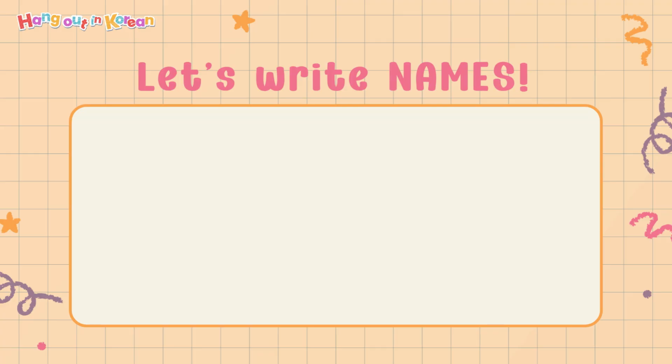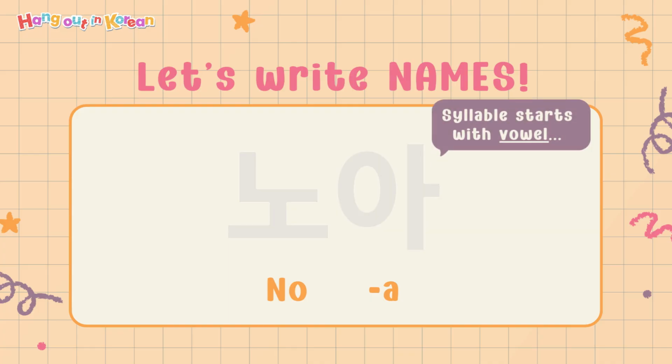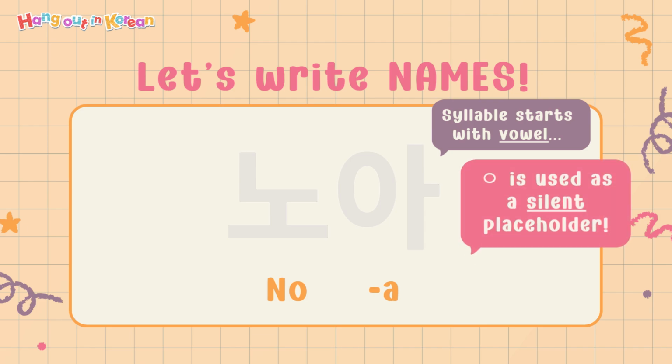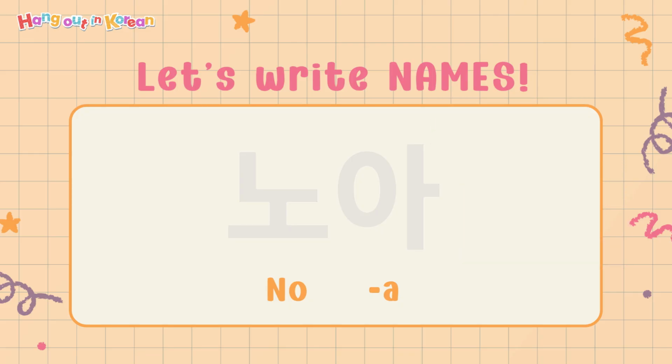Now, a slightly different pattern. Noah. Break it down into sounds. No, ah. Match the sounds with syllables. No, ah. Because the second syllable starts with a vowel, we use ieung as a silent placeholder. Write it. Noah.